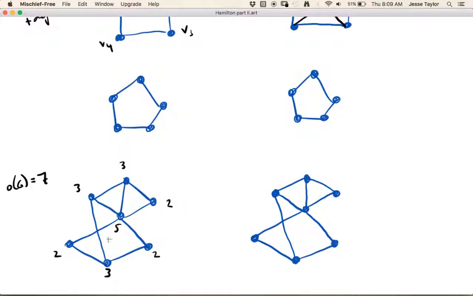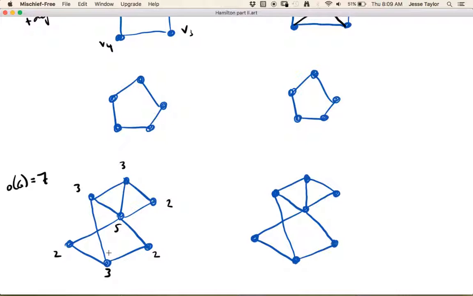Okay, so a good way to think about these in general is to start with the vertices of highest degree. Okay, so here's our vertex of degree 5. That's the highest one. And we see that 5 is already connected to this vertex. It's connected to this. It's connected to this. It's connected to everything except this one, right?